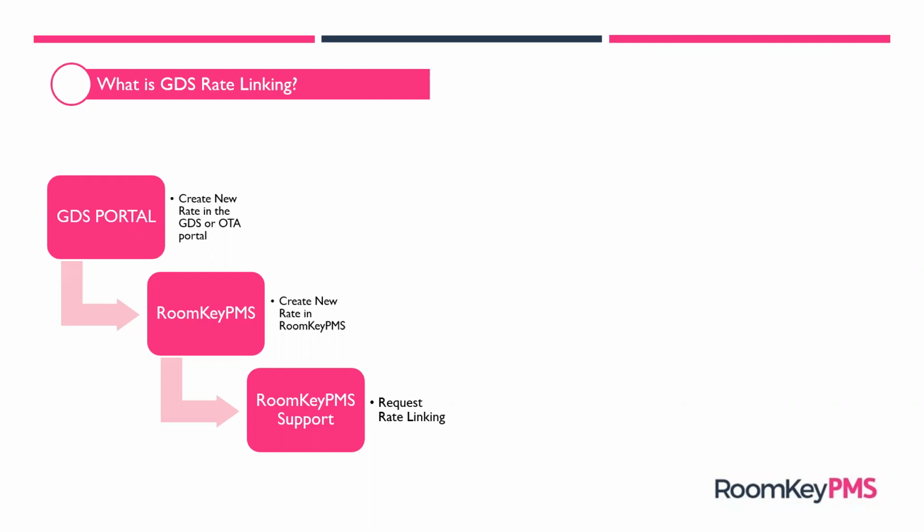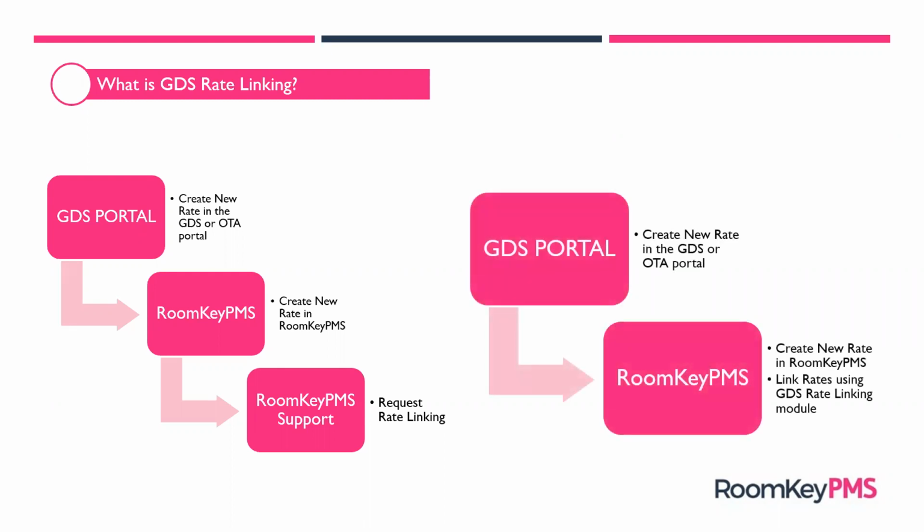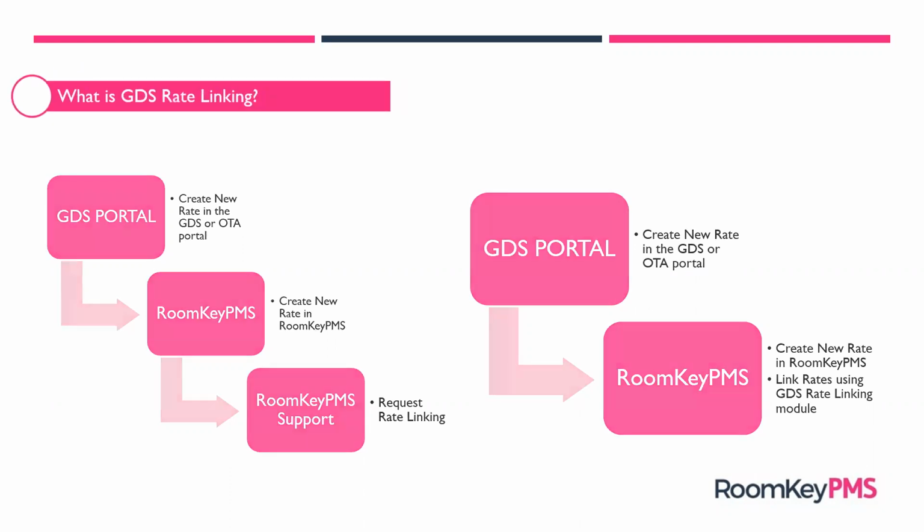Now with our GDS rate linking tool inside RoomKey, you can actually perform that third step within RoomKey itself. So it does eliminate that final step for you. This process still allows you to create your GDS rate on your GDS portal. But then whenever you create your rate inside RoomKey, you can also do that rate linking. So you can connect the GDS portal rate to the rate inside RoomKey that you just created. That helps streamline this process. And again, that eliminates the need for third-party assistance.